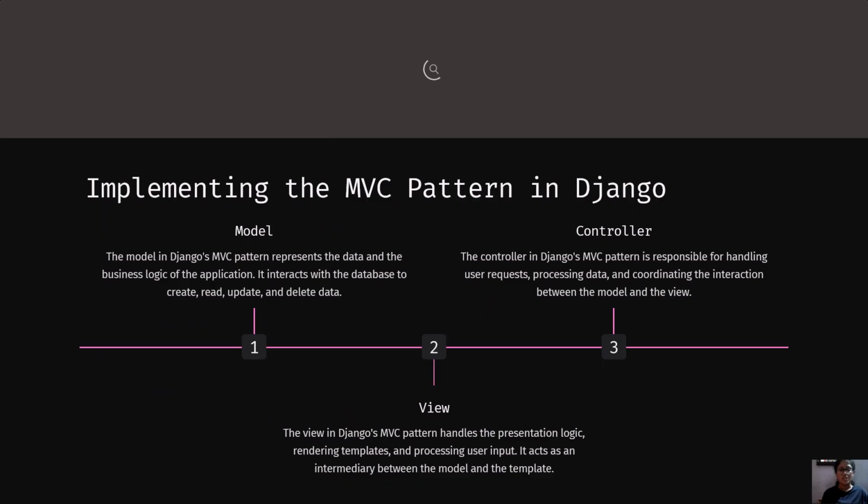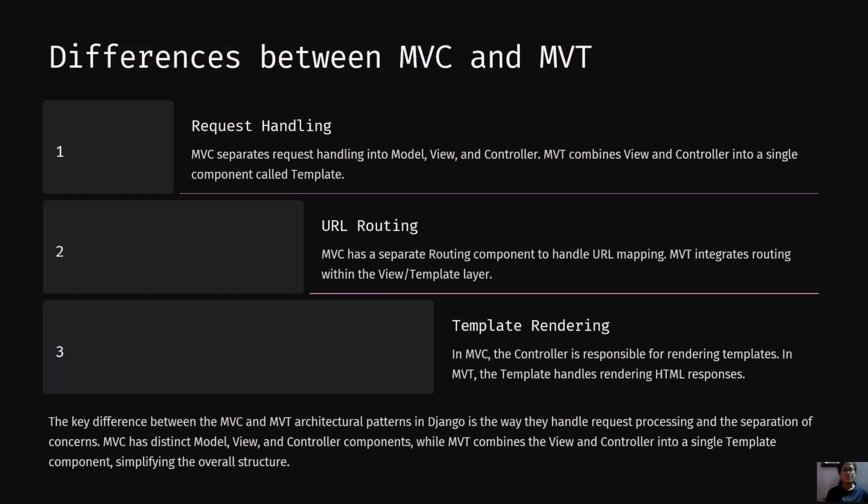Implementing the MVC pattern in Django. Model in Django's MVC pattern represents the data and business logic of the application. It interacts with the database to create, read, update and delete the data. View in Django's MVC pattern handles the presentation logic, rendering templates and processing user input. It acts as an intermediator between model and templates. Controller in Django's MVC pattern is responsible for handling user requests, processing data, and coordinating the interaction between model and view. So now let's see the differences between MVC and MVT architecture.